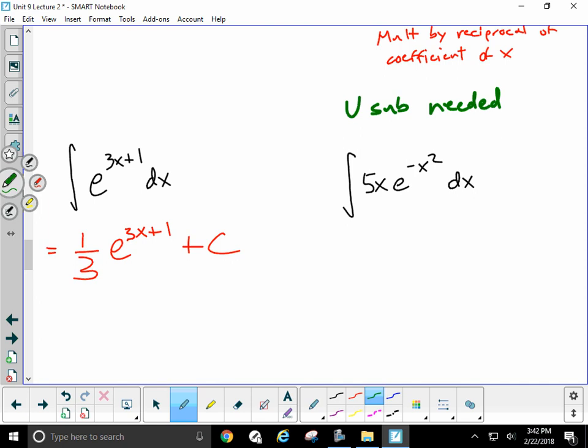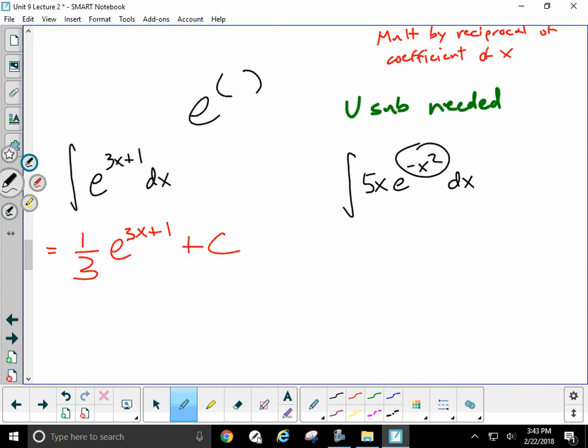Now I said, step 1, set U equal to g of x. G of x is typically the inside of the composition. Discuss with your neighbors what you would set U equal to in this case. Negative x squared is u. Why? How do you write that? It's e to a power, right? That's the composition. The parentheses kind of are around the power.